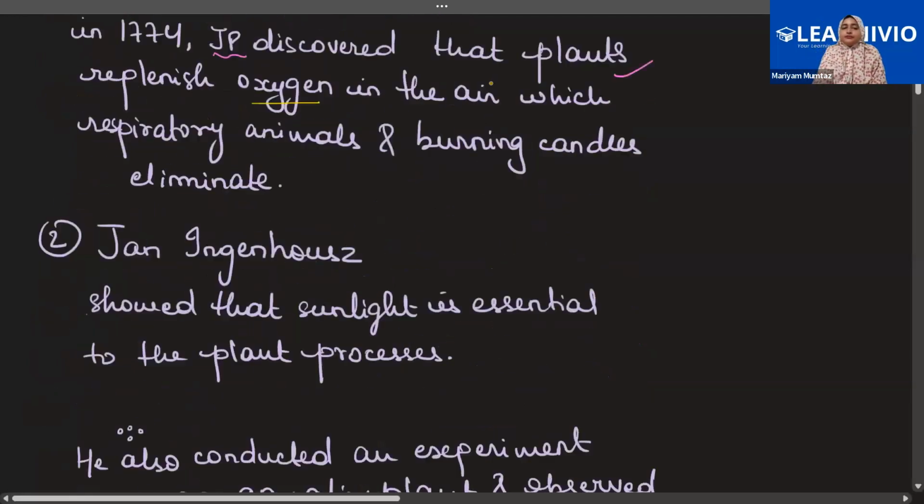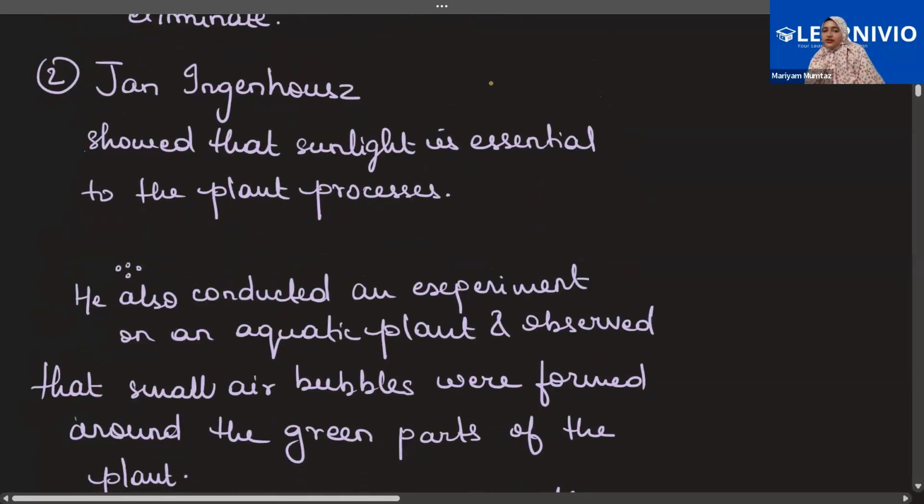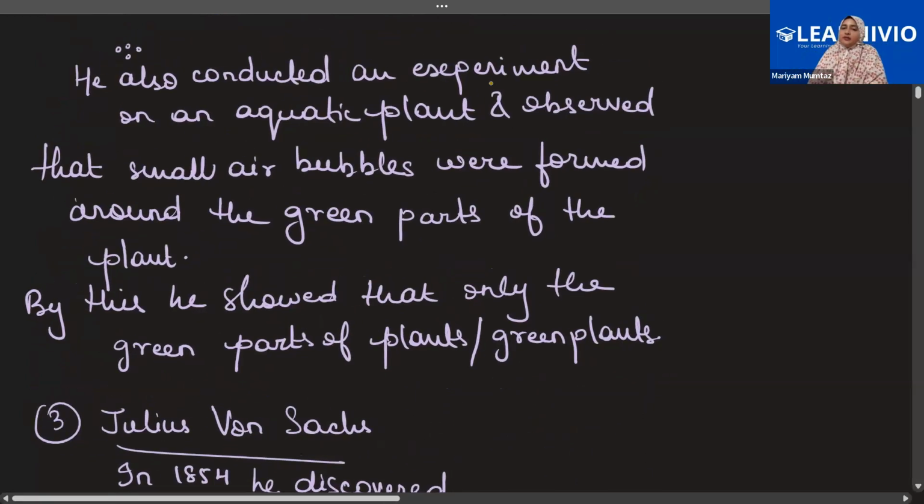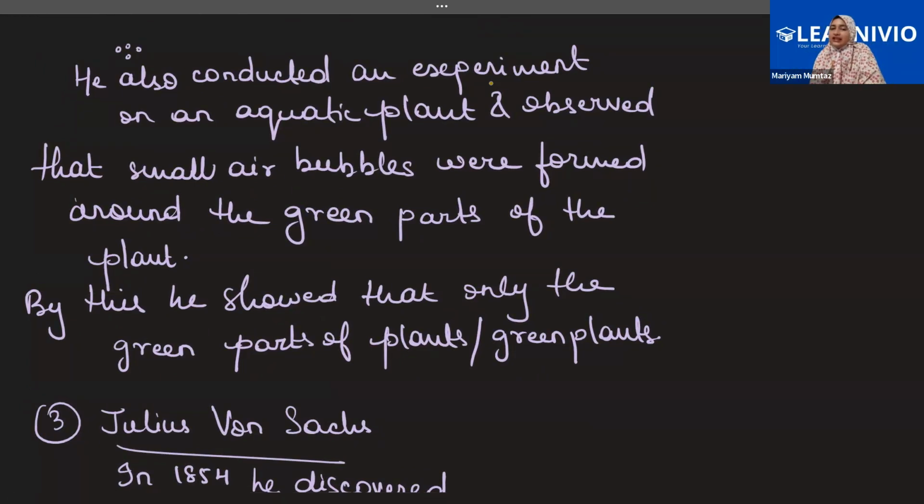All right. Then came Jan Ingenhousz, and he said that sunlight is very important for the plant process. Meaning without sunlight, the plant cannot do the function that it is supposed to. So he also conducted an experiment on an aquatic plant, and he observed that small air bubbles were formed around the green parts of the plant. And these air bubbles were again of oxygen.